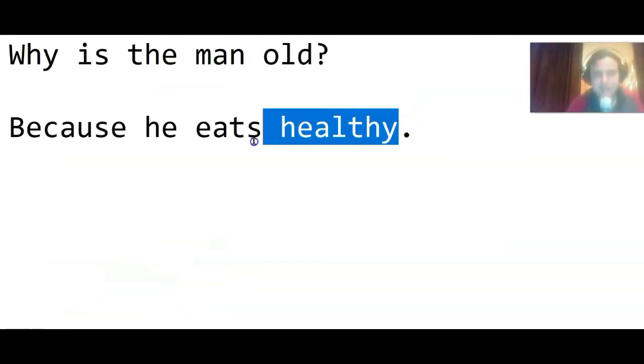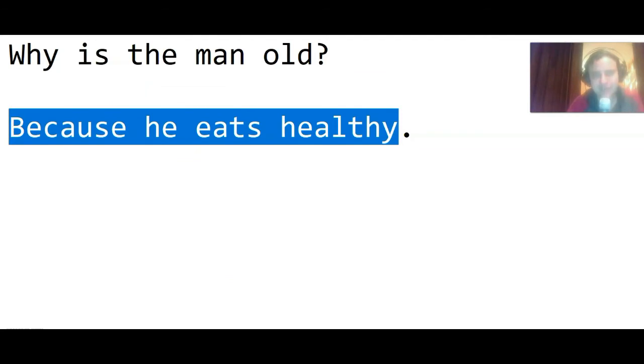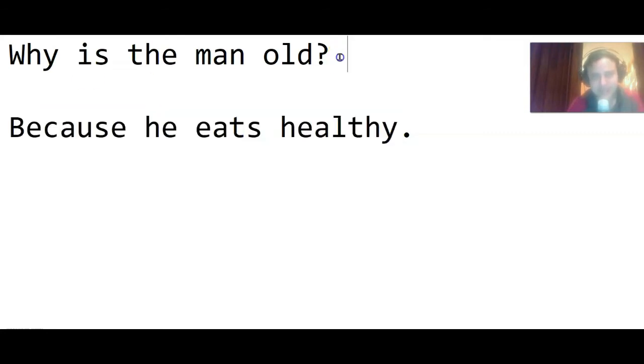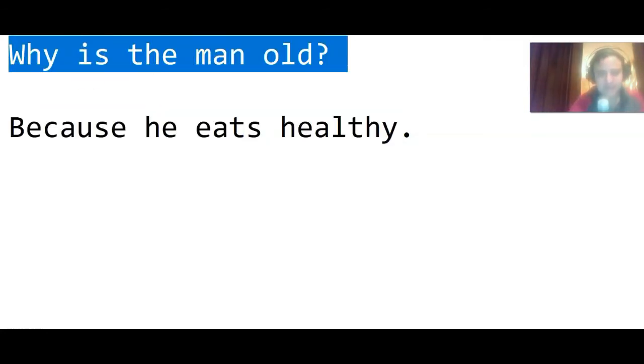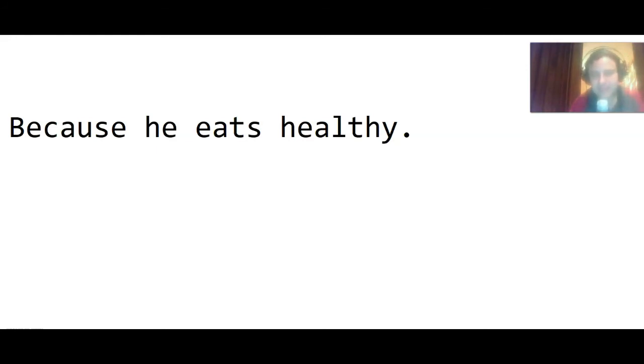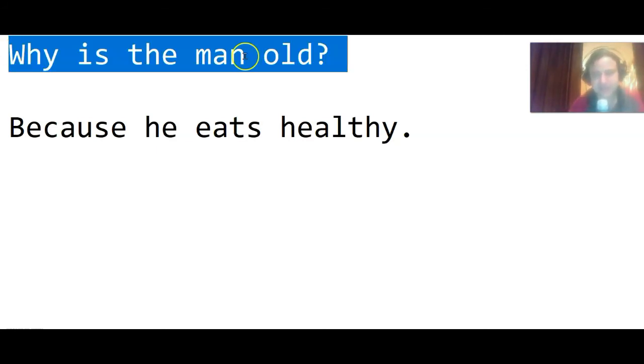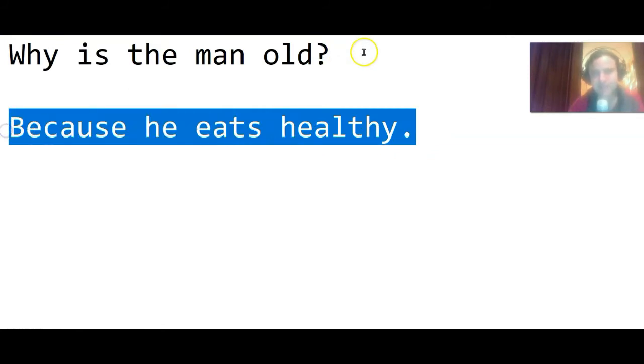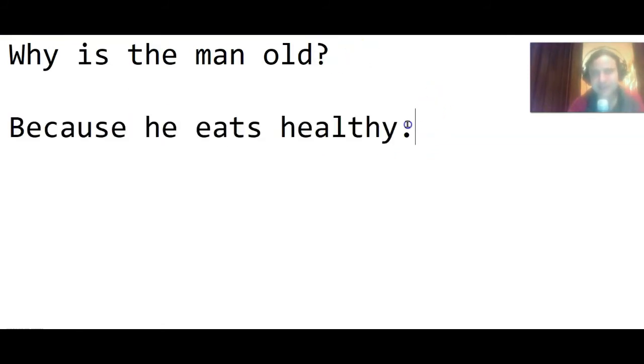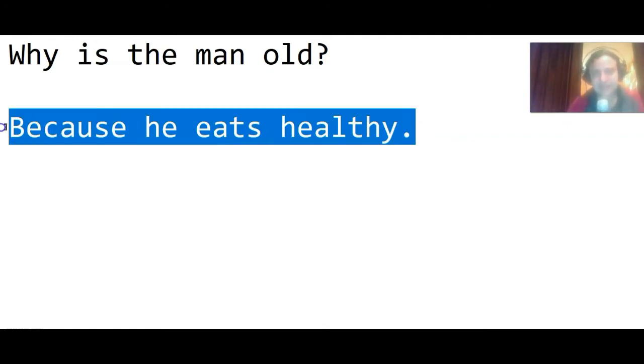Now, notice this is written like a sentence. It's an answer to a question. The man is old. Why? Because he eats healthy. However, even though it is written like a sentence, it is not independent, because if it was not for this question, then it wouldn't make any sense. You have to have the question in order for the answer to make sense. So whether or not there is punctuation here, and it looks like two sentences, really, this is dependent upon this.